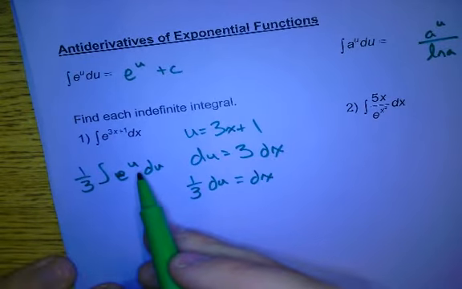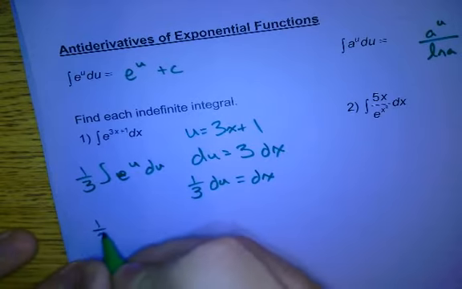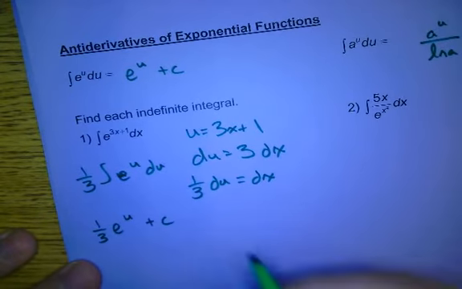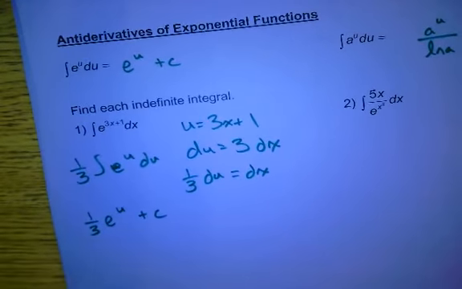What's the antiderivative of e to the u in English? Nice. Oh, plus c. Jonah, what's my last step?